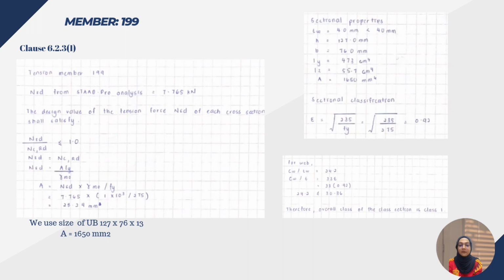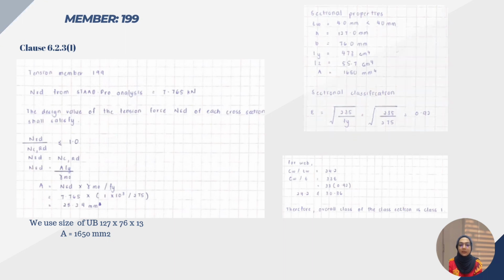Next, the value of sectional classification is calculated, which is 0.92. Then from that, we calculate the value of CW over T. We get 30.36, which is bigger than 24.2. Therefore, the overall class of the section is class 1.